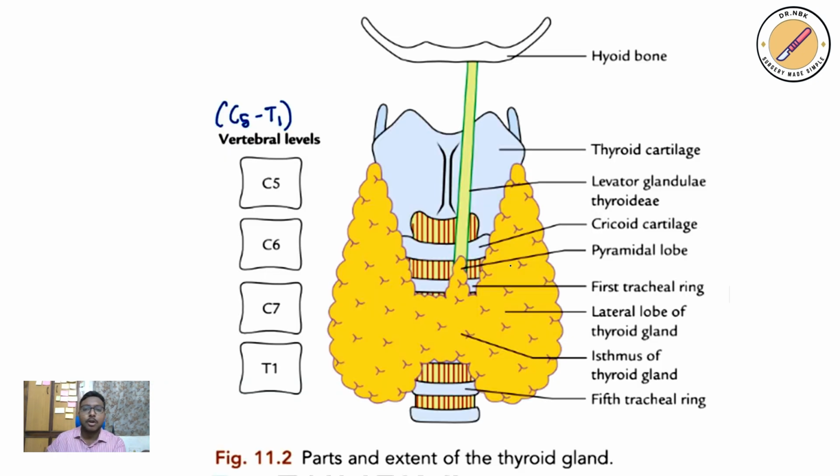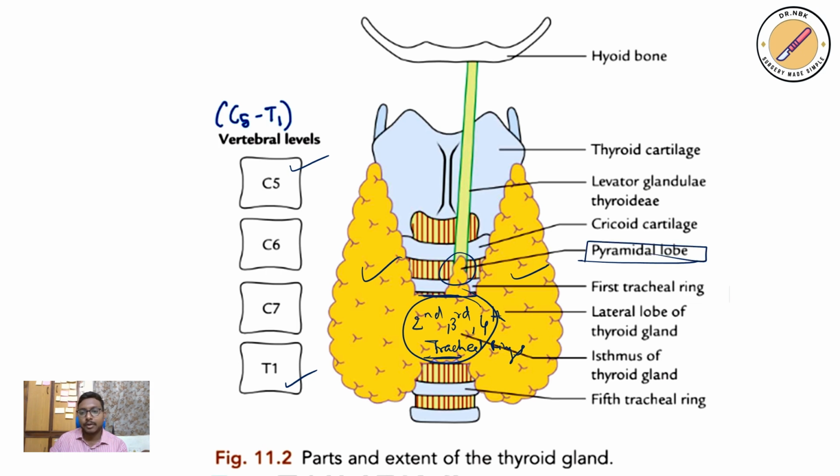Okay, right. Next, coming to anatomical disposition. The thyroid gland is present between C5 to T1 vertebral level, and the isthmus of the thyroid gland lies at the level of the second, third, fourth tracheal rings. It has two lobes and one isthmus. Rarely you can have a caudal remnant of the thyroglossal duct in the form of a pyramidal lobe. Okay, right.